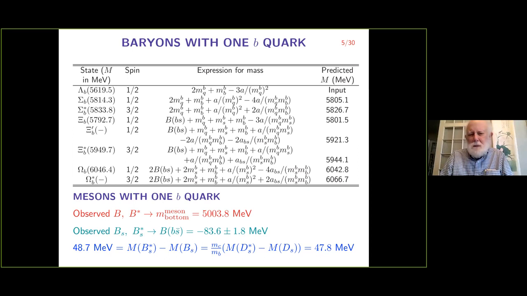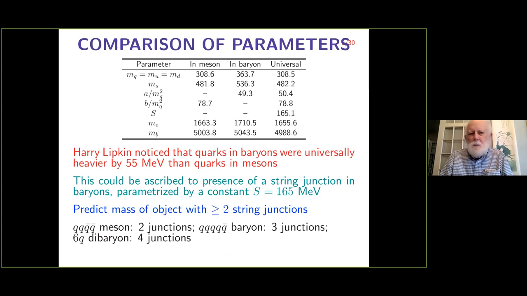So here's a comparison of the parameters. The light quarks up and down are 308.6 MeV in a meson, 363.7 in a baryon, and a difference of about 55 MeV. And down the line, there's a difference of about 55 MeV. If you take different quark masses in a meson and a baryon, or if you have a unified quark mass, the difference mass is ascribable to the string junction. So one string junction is worth 165 MeV.